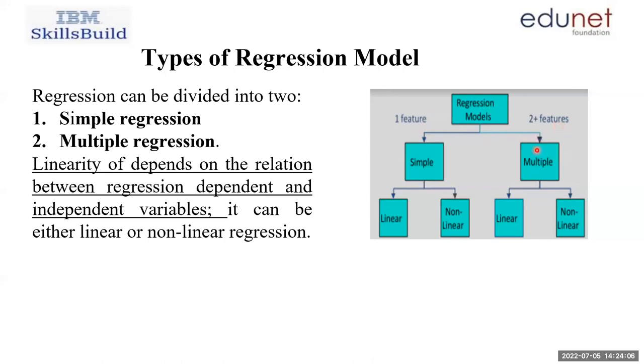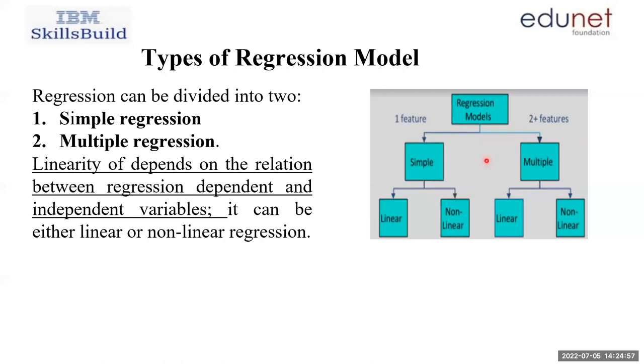In another scenario, if I am going to predict the salary of an employee based on years of experience, his education, and also his position, if we use these three factors to find the salary of a particular employee, then that type of regression is called multiple regression, because it uses two or more features for finding the salary.